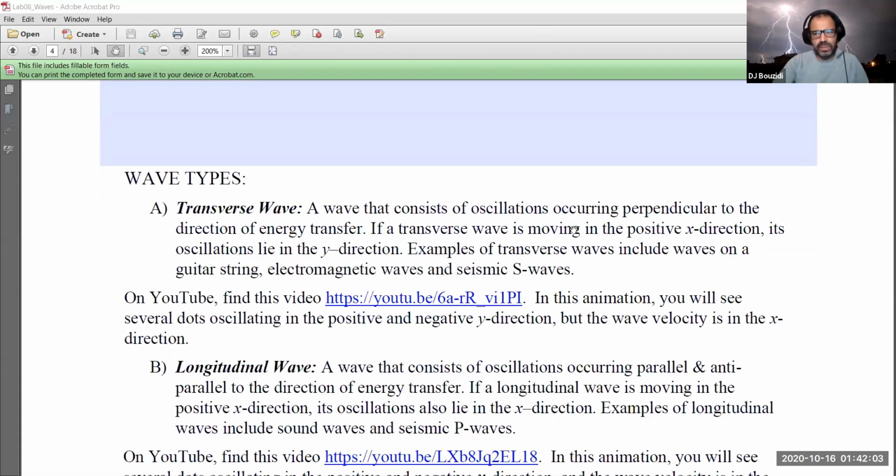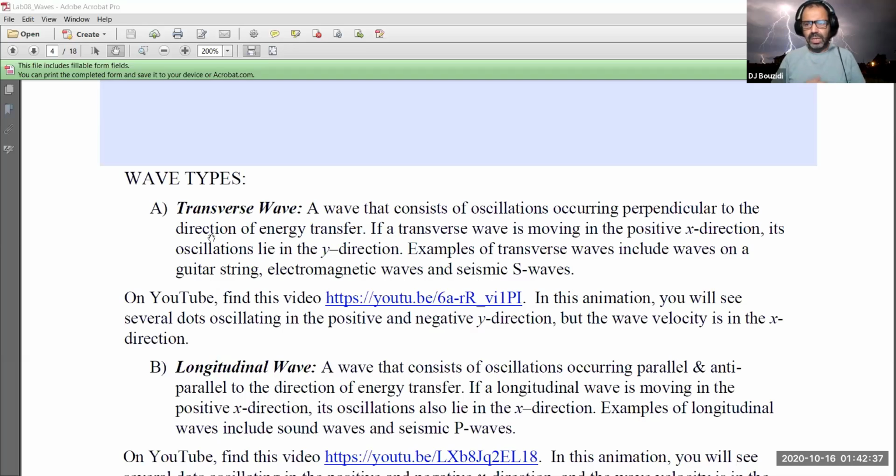Now here is where it starts talking about the definition of transverse wave. Okay, transverse wave. You have a wave that is propagating in the x direction, correct? But the disturbance is happening in the y direction. You are supposed to go and click on that link. And in this animation, you will see several dots, and you will see them going up and down, as the wave is moving from left to right or right to left. So that is transverse wave.